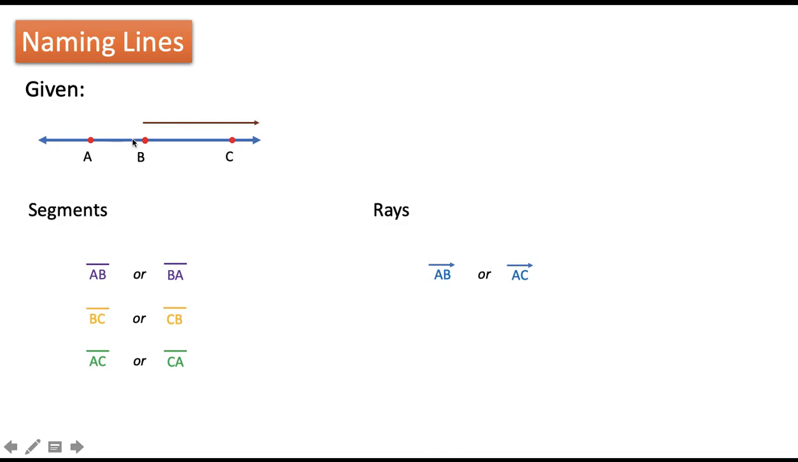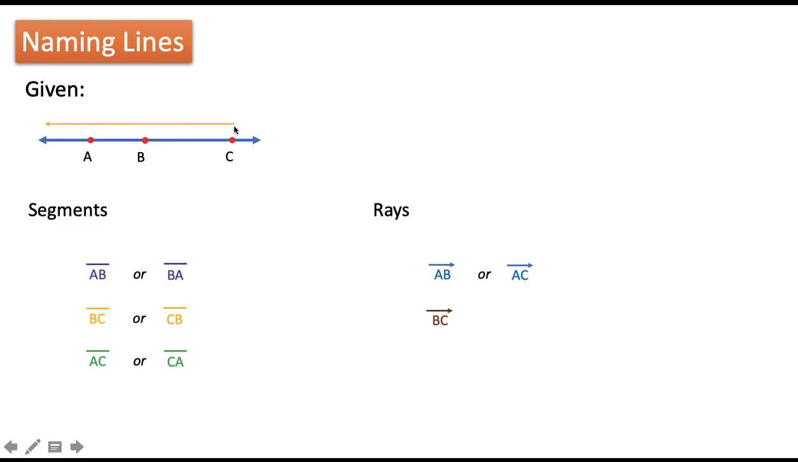But if we are only referring to this ray, it started from B, passing through C, so this ray can be written in this way. Notice that the line written on top of the letters should be a ray. It has a starting point, then an arrowhead on the other point.